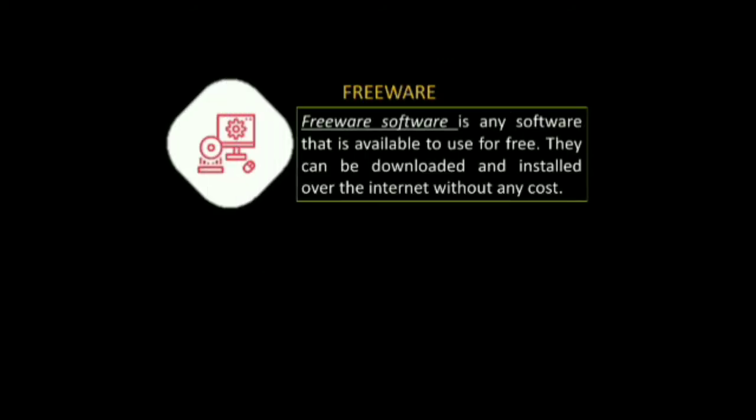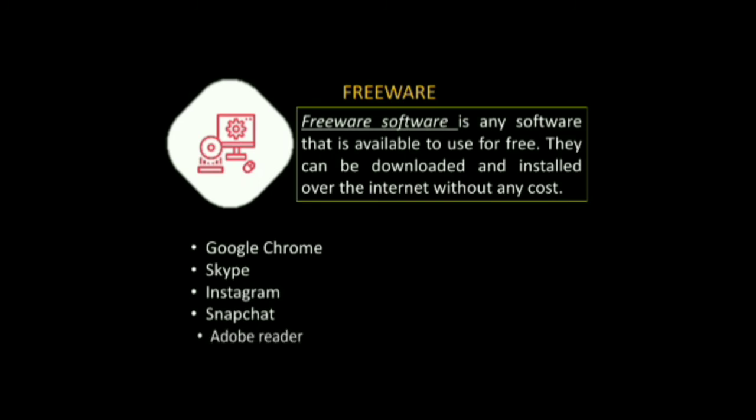Freeware. Freeware software is any software that is available to use for free. They can be downloaded and installed over the internet without any cost. Some well-known examples of freeware are Google Chrome, Skype, Instagram, Snapchat, and Adobe Reader. Although they all fall under the category of application or end-user software, they can further be categorized as freeware because they are free for you to use.